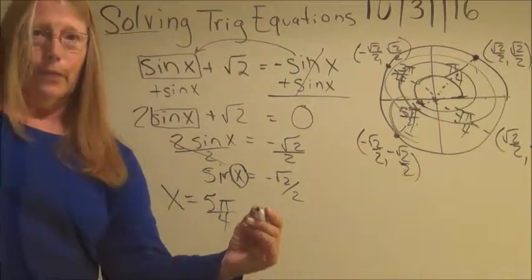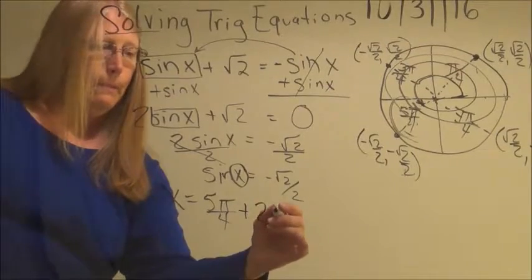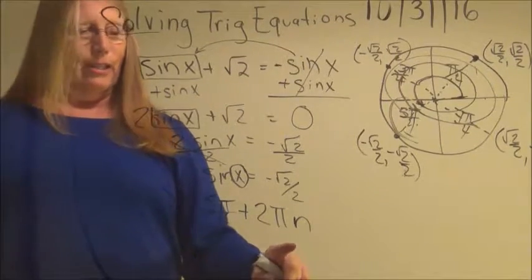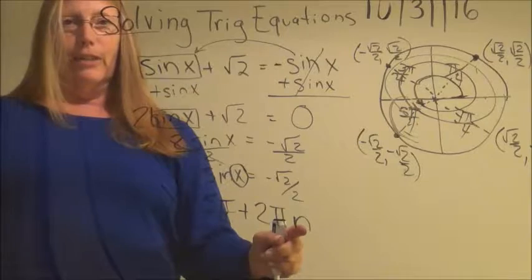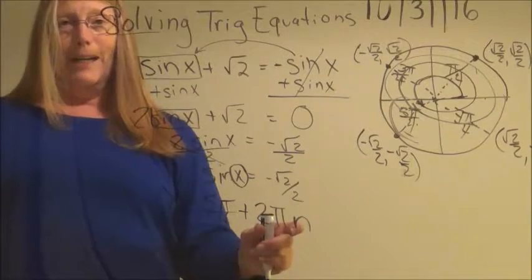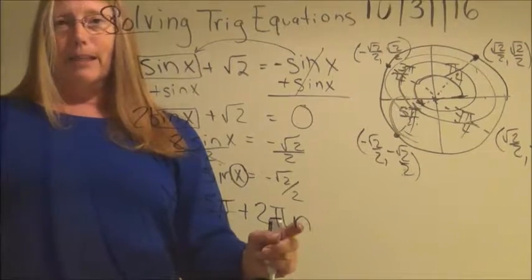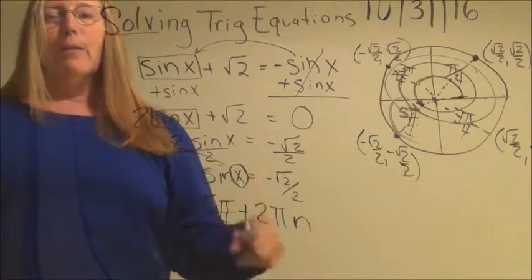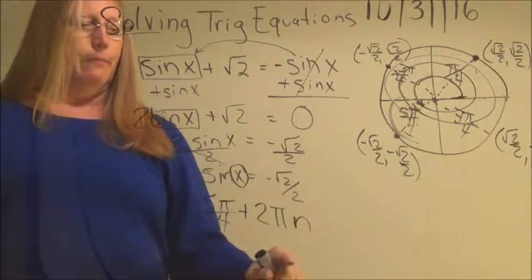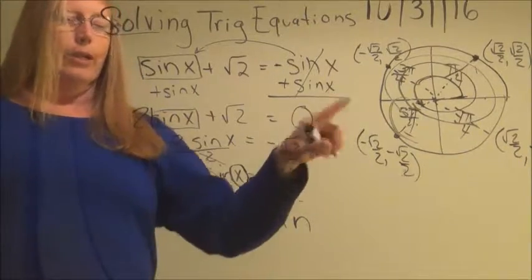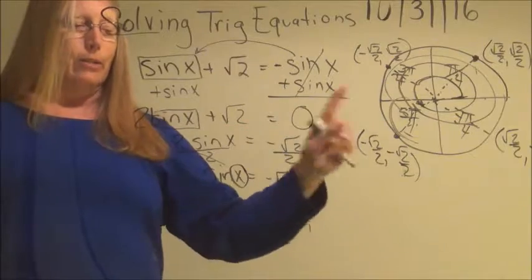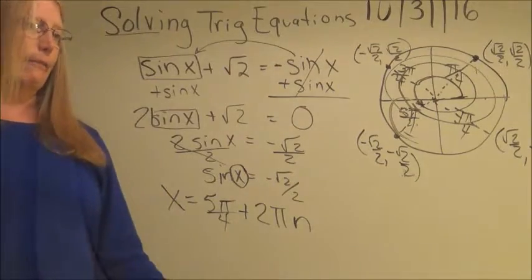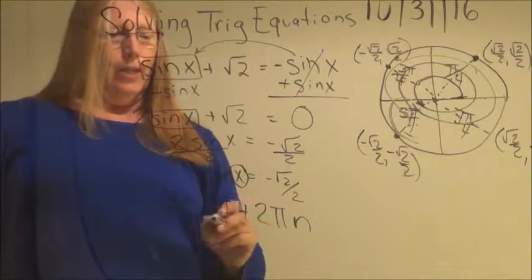5 pi over 4 plus 2 pi n. And everyone who watches knows that n means an integer, but I'm going to multiply times 2 pi. So 2 pi times 1, 2 pi times 2, 2 pi times 3, and so forth. That generates my 4 pi and my 6 pi and my 8 pi. So if you're going one whole circle around to get extra values, you can always do 2 pi times n, and we're adding that to 5 pi over 4. Alright, so that's one answer.